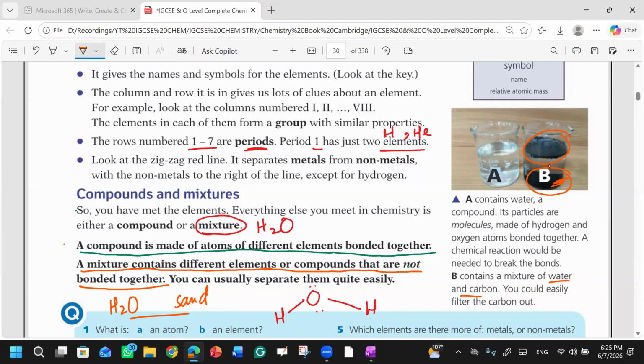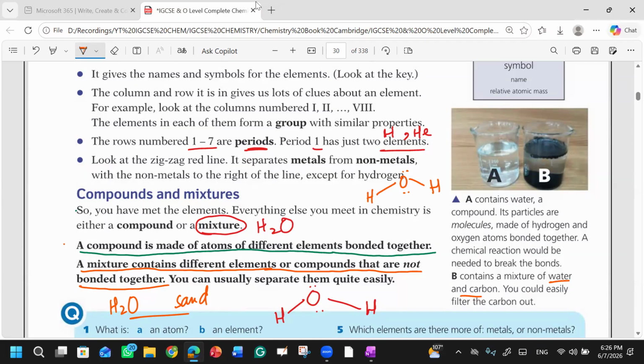When you have a non-uniform solution, this is a mixture. They are not bonded. And if you see A in this, you have a clear solution, and this is water. How is water formed? You know that water is formed by bonding of oxygen with hydrogen, right? So this is a compound. Are you clear till this?